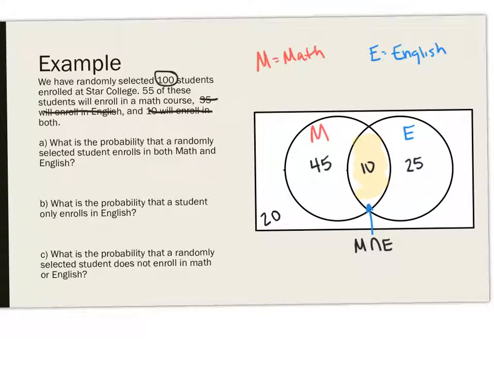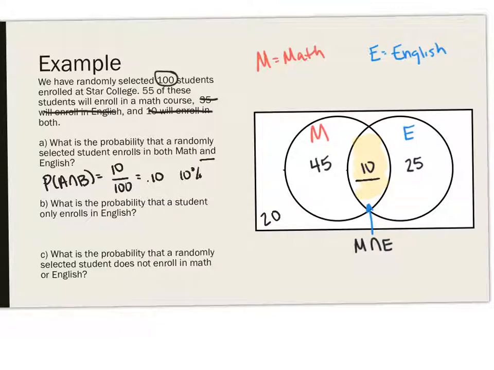The first question says, what is the probability that a randomly selected student enrolls in both math and English? So the key word here is and, we're looking for the probability of A and B. Well, how many people enroll in both math and English? 10. So it's just 10 out of how many total people in our sample? 100. That's just 10%.